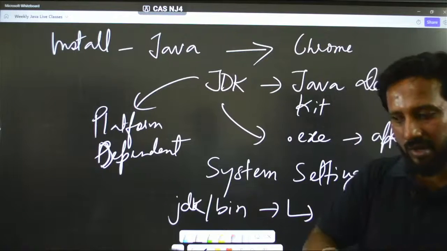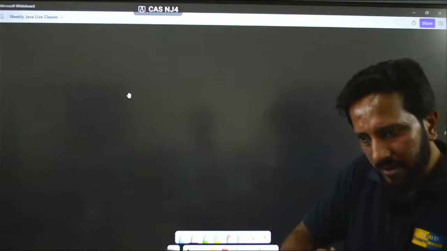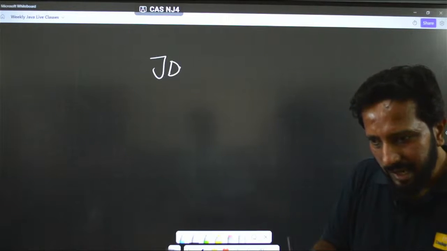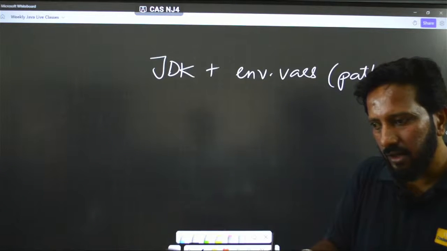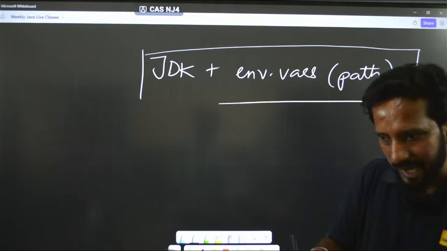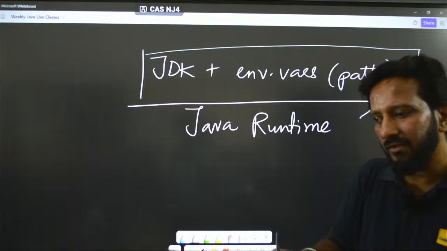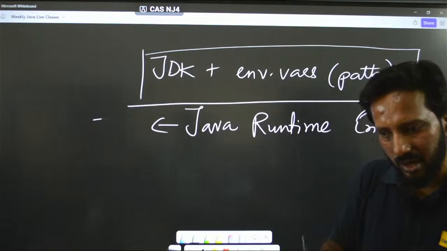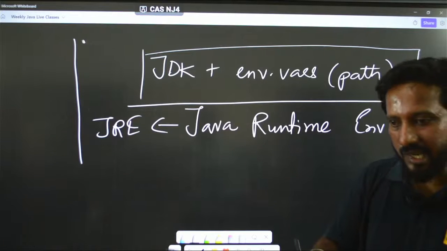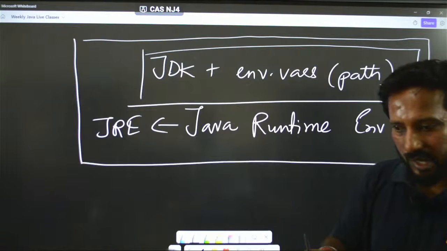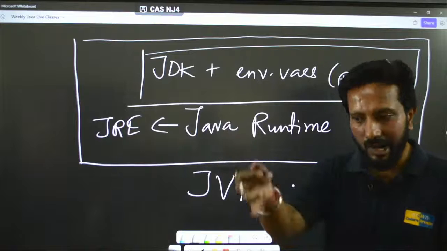Okay, why? Because then you can run your Java code from anywhere in your operating system. So first thing first, what you did was you installed your JDK, then we set the environment variables, that is your path. When you combine these two, you are actually getting something called your Java Runtime Environment. This is also called your JRE. And when you have done this, you have completely created an independent virtual machine, which is called your Java Virtual Machine. Your laptop is your virtual machine, my laptop is my virtual machine.